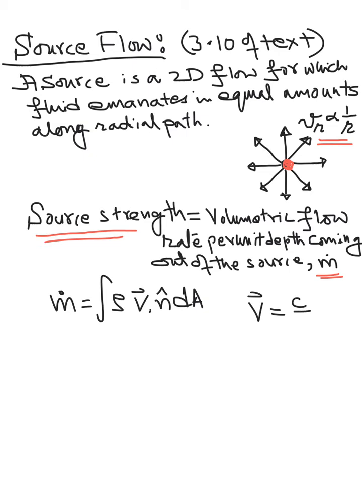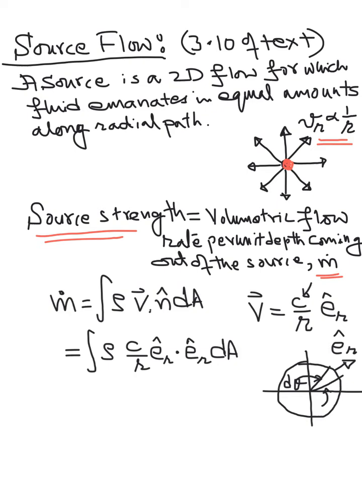So I have introduced a constant of proportionality, this c, and my radial vector. So that is my velocity. Next, I will substitute the value of v in this relation and perform the integration to obtain the source strength relation with the velocity. So I have substituted the values of v and n cap, which is the normal vector in the radial direction. Here is my n and v.